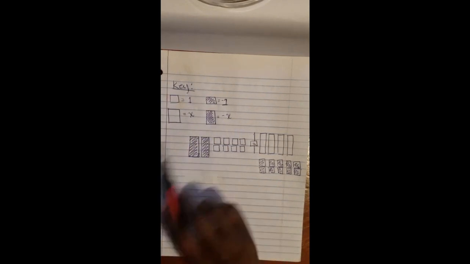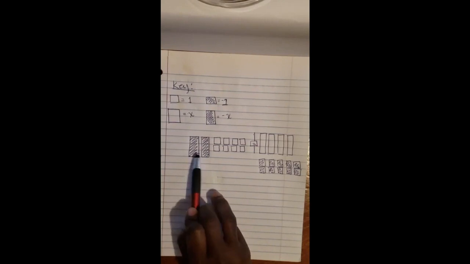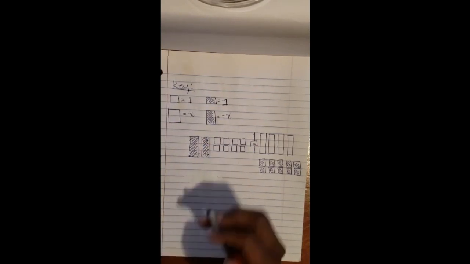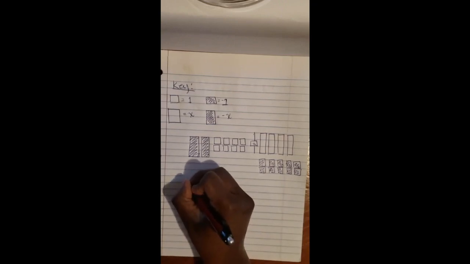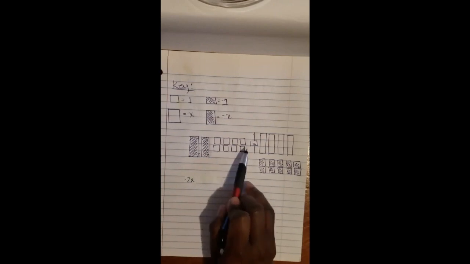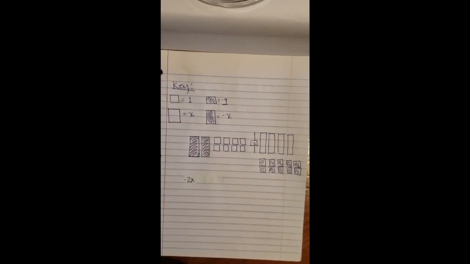So now what we do is use our key to write the multi-step linear equation that represents this model. We were also asked to solve and confirm our solution. So let's get started. We notice that we have 2 of the longer shaded boxes, and they represent -x. We have 2 of them, so that leads us to -2x. We have 8 of these smaller boxes that are not shaded in, which represent 1's units.